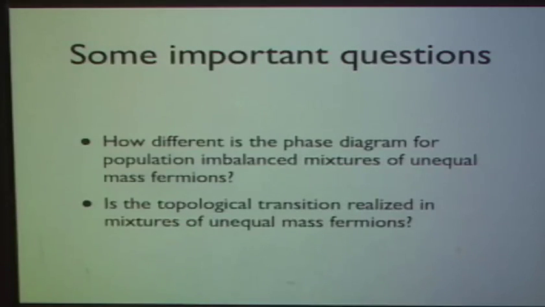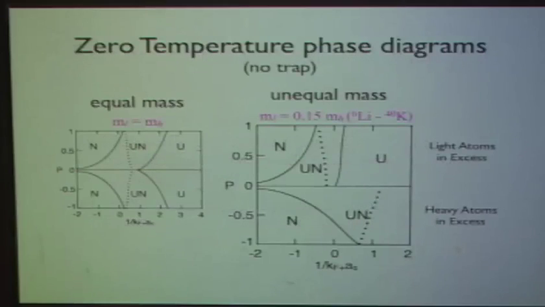Okay, so now we can ask a question: how different is the phase diagram for a population-imbalanced mixture of unequal mass fermions from the mixture of equal mass fermions? And is there a topological transition in this system? So let me answer the questions.